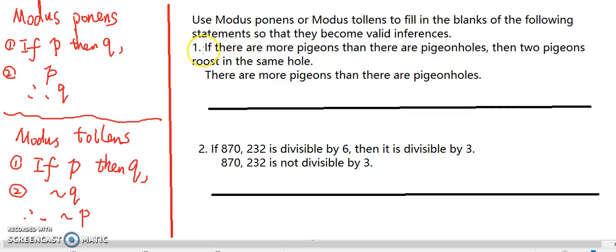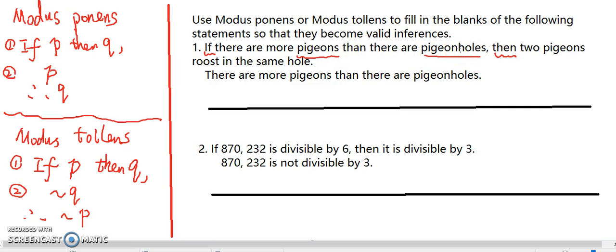First, we have a conditional statement. If there are more pigeons than there are pigeonholes, then two pigeons roost in the same hole. Actually, this is one of the principles in discrete mathematics, which is called the pigeonhole principle. Okay, so the number of pigeons is more than the number of pigeonholes.